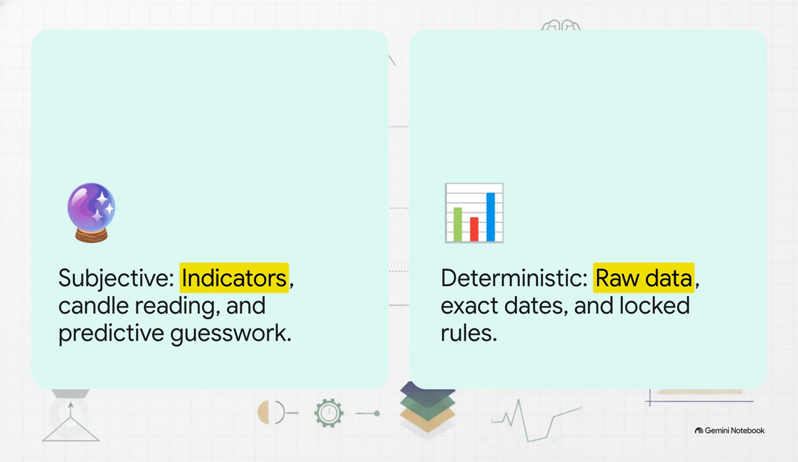There is a really stark contrast to point out right away. Traditional analysis relies heavily on subjective interpretation. You know the drill. Reading candles live, interpreting open, high, low, closed data, and relying on predictive guesswork, which, let's be honest, is often plagued by optimism bias. Deterministic mapping is completely different. It strictly uses raw data to strip out all human discretion. It doesn't care what a candle looks like. It demands exact dates, exact times, and locked rules applied over massive 20-year data sets of historical market behavior.